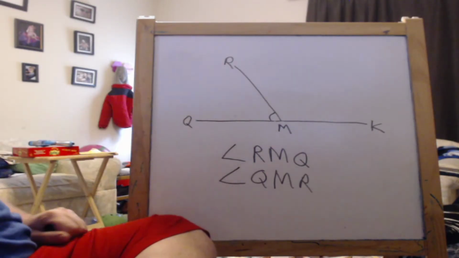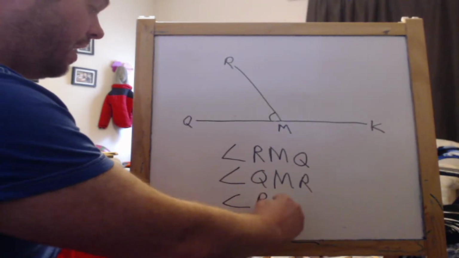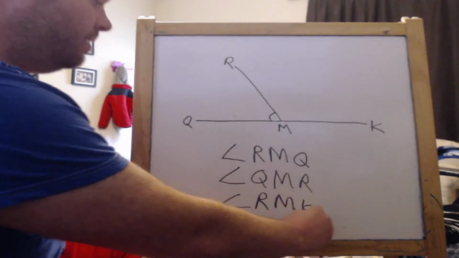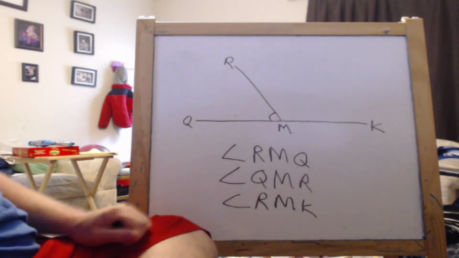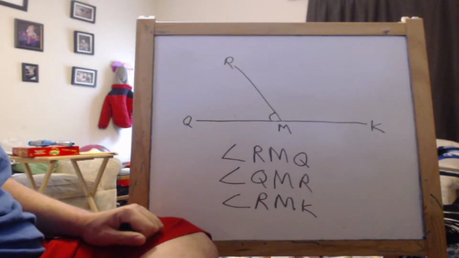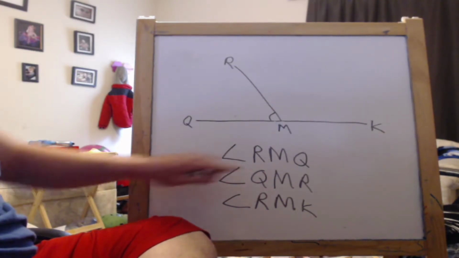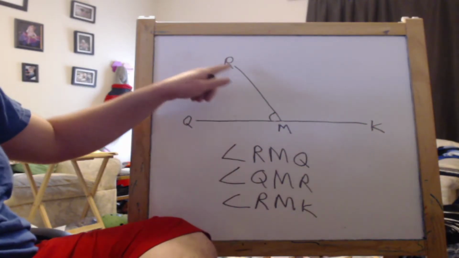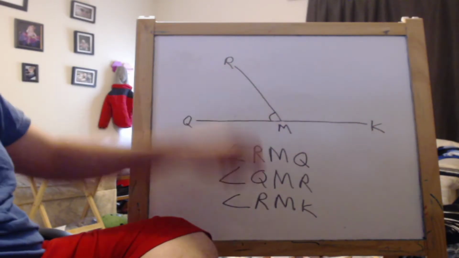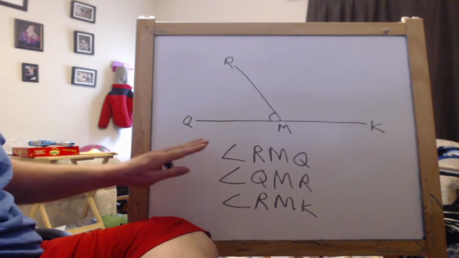Now if I were to say angle RMK, obviously it would be this angle, RMK. So that is just the naming. And then KMR, same angle, right? So that's an easy way to figure out what the angles are named.